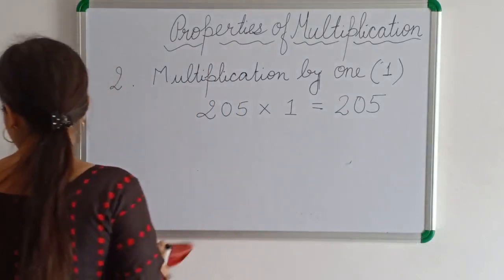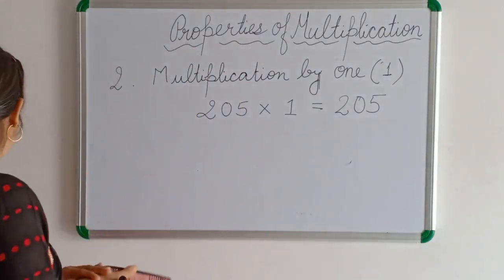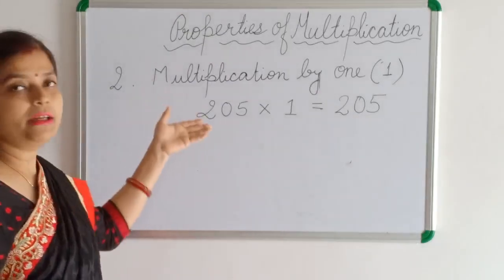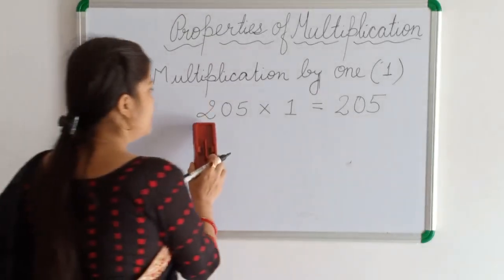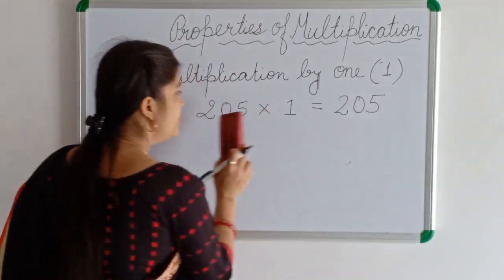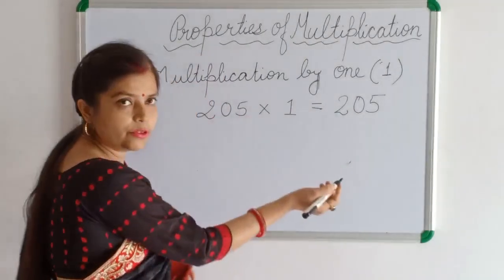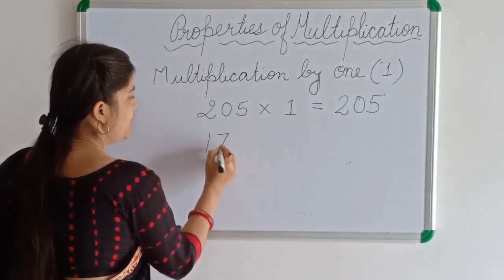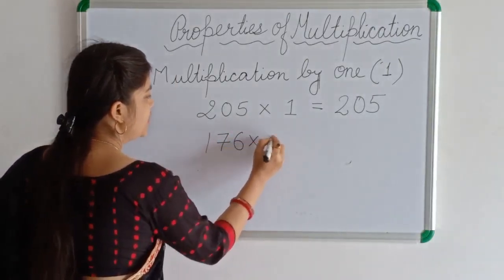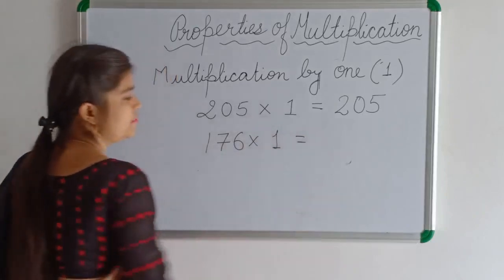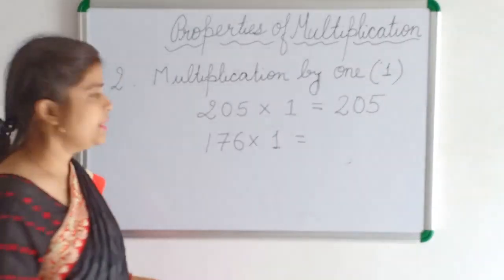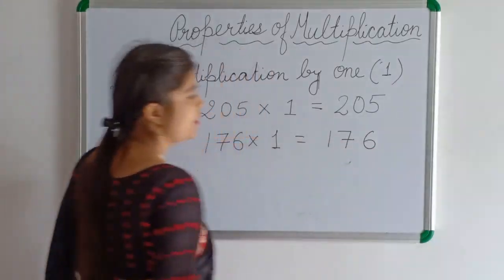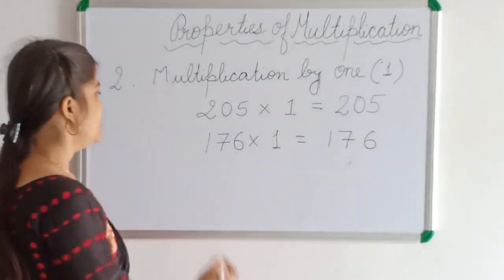So in this property, when a number is multiplied by 1, the product is always equal to the number itself. You can see here the product is the number itself only. It is 205 only. Again one more example I am taking: 176 into 1 is equal to what? Simply your answer will be 176.